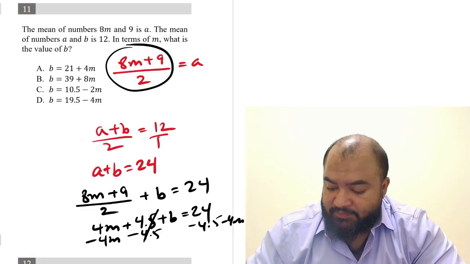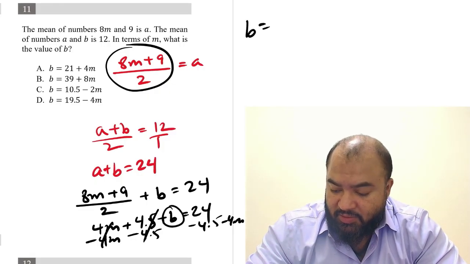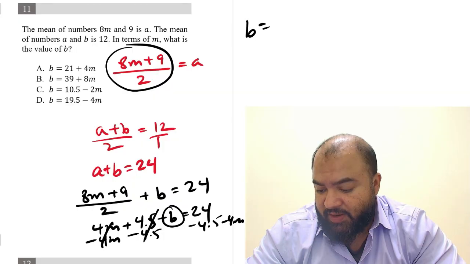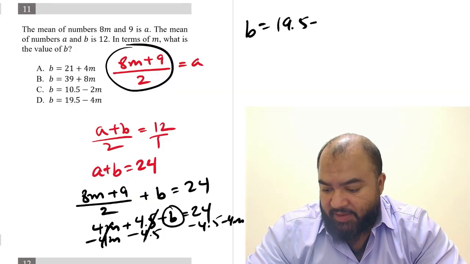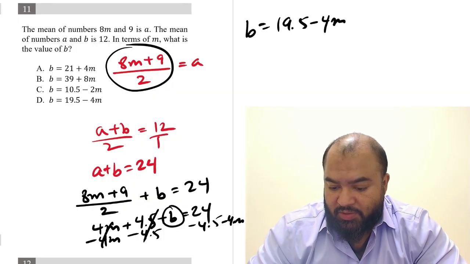So what do I get? B on this side is equal to 24 minus 4.5. It will be 19.5 minus 4m. So that's D.